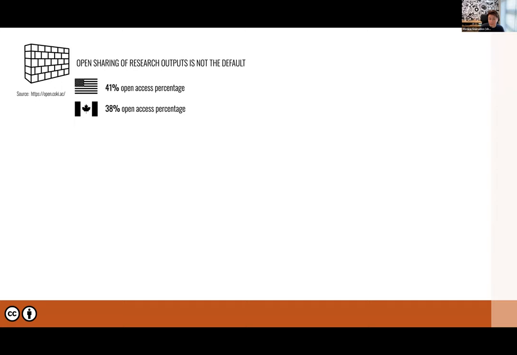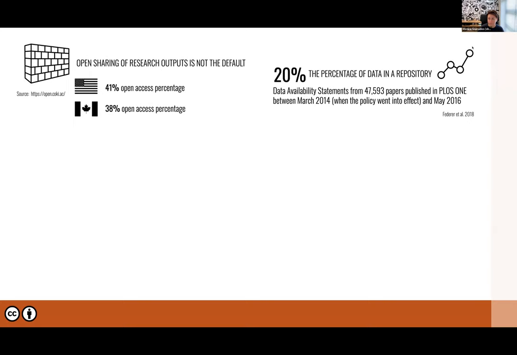But open sharing of research is really not the default. Here's just a snapshot that I've grabbed from the United States and Canada. If you take the authors for papers from the United States, only about 41% of those are open. From Canadian authors, only about 38% are open. Also not really using open repositories. There was a paper that came out from Federer and colleagues in 2018 that after the implementation at PLOS One of the data availability statements that required you to state where your data was available, only 20% of those actually had data in a repository.